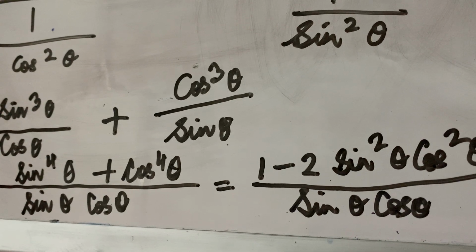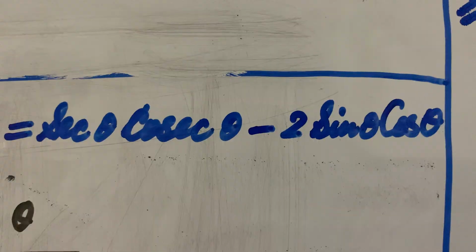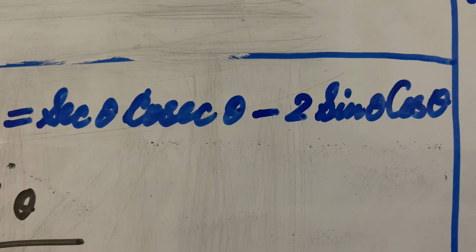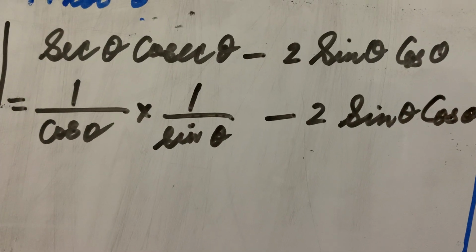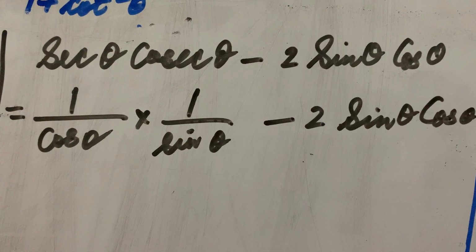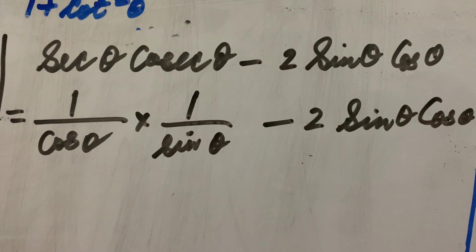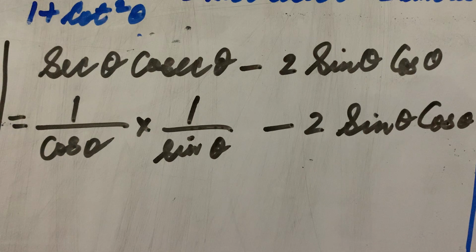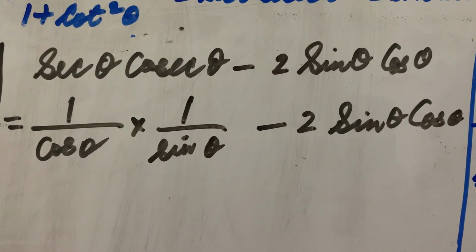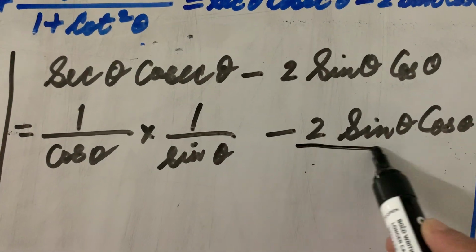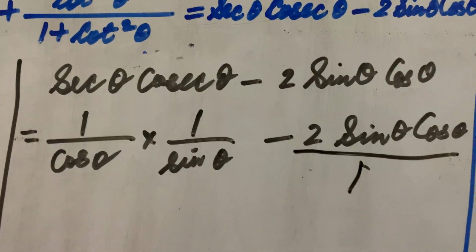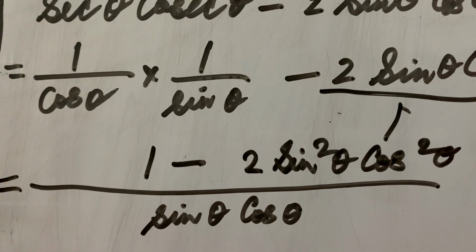Now let us see what the right hand side is. The right hand side given to us is this. Now let us see if we get what we got in the left hand side. So your given right hand side is sec theta cosec theta minus twice of sin theta cos theta. So sec is 1 by cos and cosec is 1 by sin. Now let us take the LCM, because here what is the denominator? It is 1. So what will be the LCM? It will be cos theta sin theta.